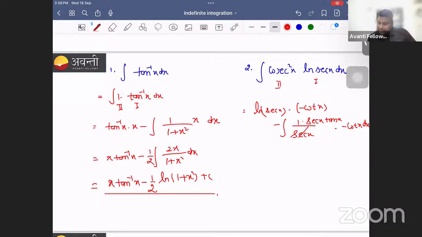So here sec cancel, tan and cot cancel. So minus cot x ln sec x plus x plus constant. This will be your answer. Check quickly.